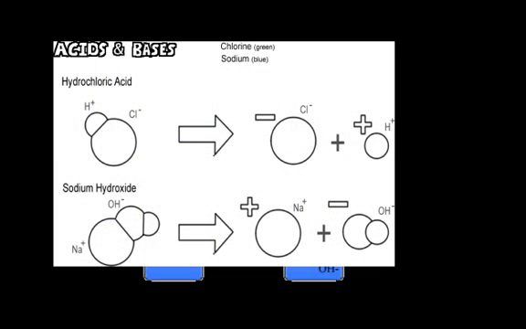A common acid is hydrochloric acid. That's when a chlorine atom is bonded to a hydrogen atom. When that's added to water, the chlorine dissociates from the hydrogen ion and releases that hydrogen ion in water, which is what makes it acidic. Conversely, sodium hydroxide is a base. That's a sodium atom with an oxygen and hydrogen atom attached to it. That dissociates in water to release the sodium ion and the hydroxide, making the solution basic.